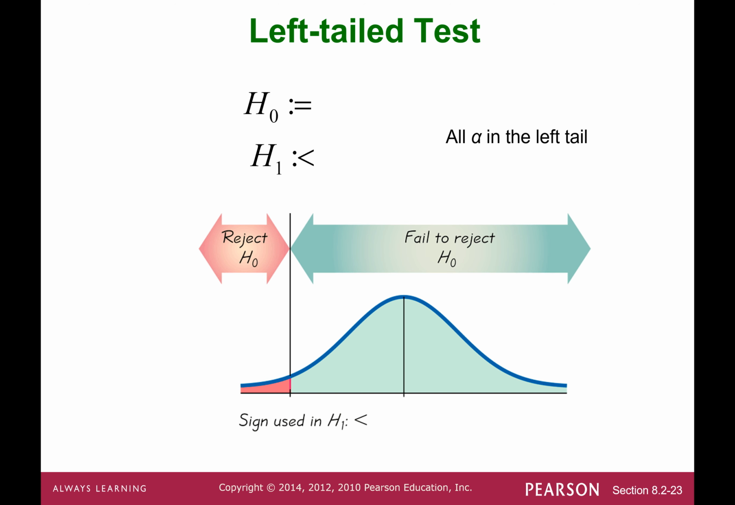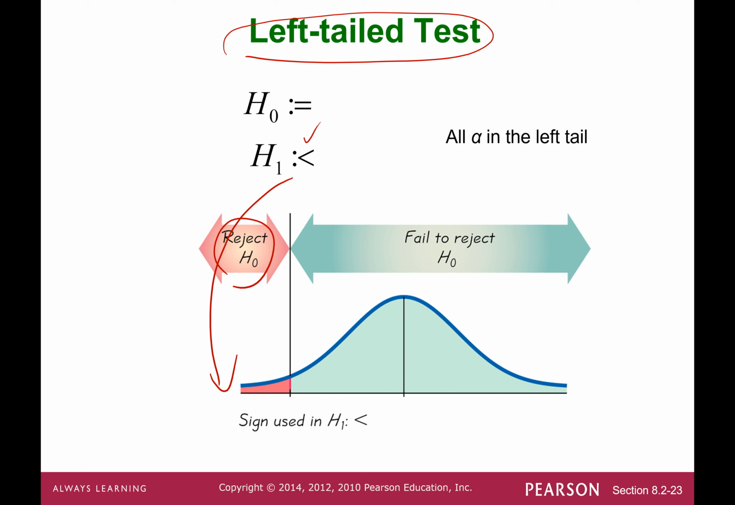Second test is the left tail test. Again, it is determined by the alternative hypothesis. When you have less than, that means it's the left tail. Then the left tail is the rejection region. We reject H0 if the test statistic falls in the rejection region.